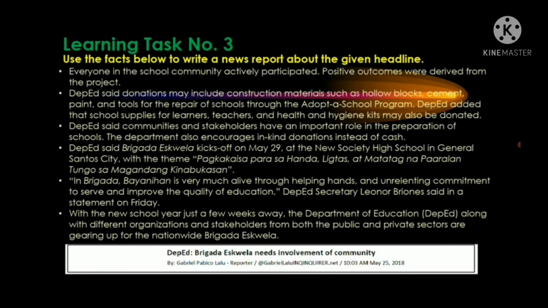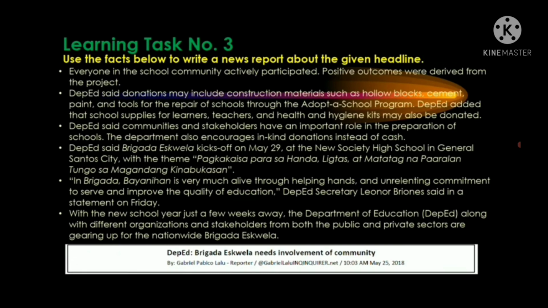Okay. So the first fact is that everyone in the school community actively participated. Positive outcomes were derived from the project. DepEd said donations may include construction materials such as hollow blocks and cement, paint, and tools for the repair of schools.